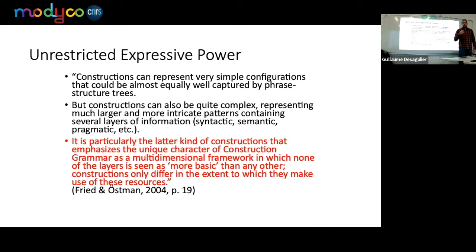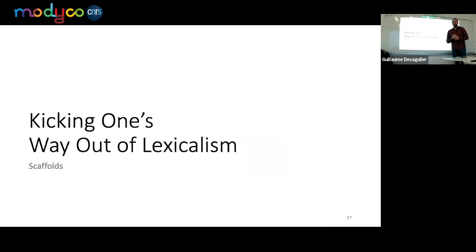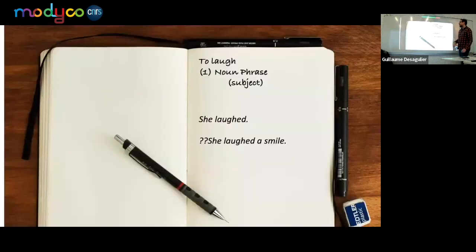Okay. Now that is very abstract, so we'll try to make it more concrete by working on an example that most people who work on construction grammar know, and that even people who are not construction grammarians will be familiar with, which is how construction grammar deals with argument structure combinations. And here is an example of the famous way construction, kicking your way out of lexicalism. It is how we can get rid of the dominant lexicalist approach in linguistics.